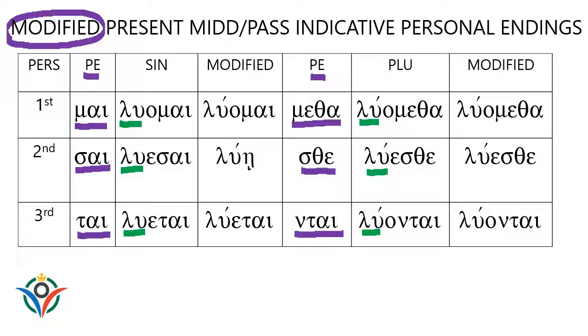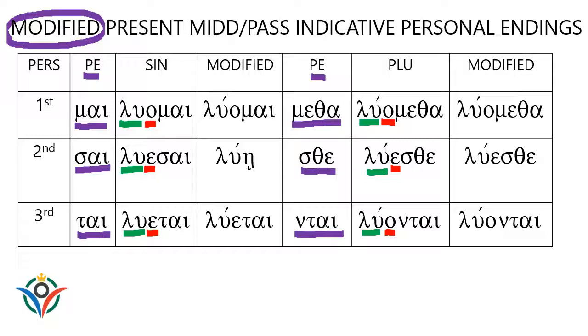So the omicron is found before the mu or the nu, as is the case with the first person singular, the first person plural, and the third person plural. All the others will then have the epsilon as the connecting vowel. And then we have the endings.